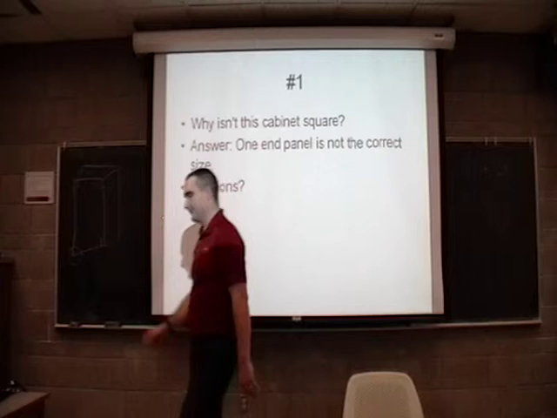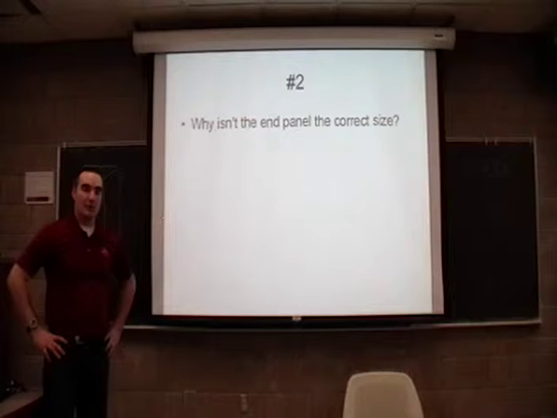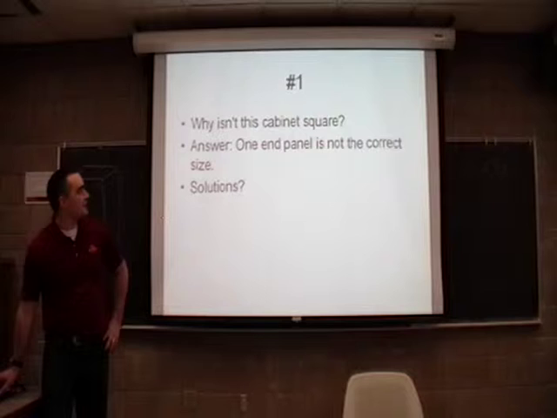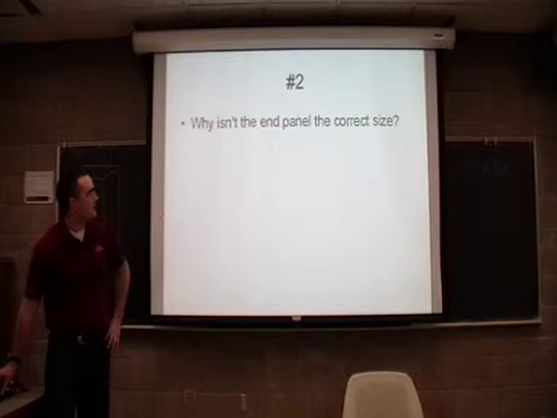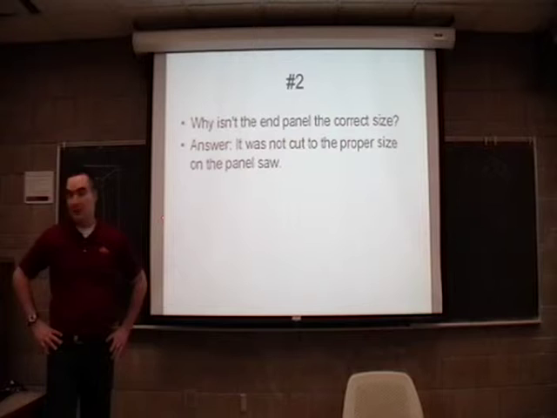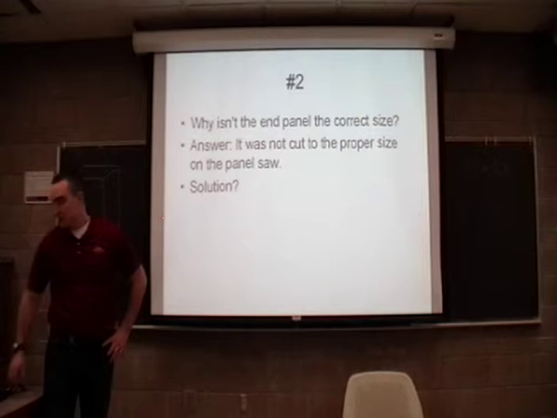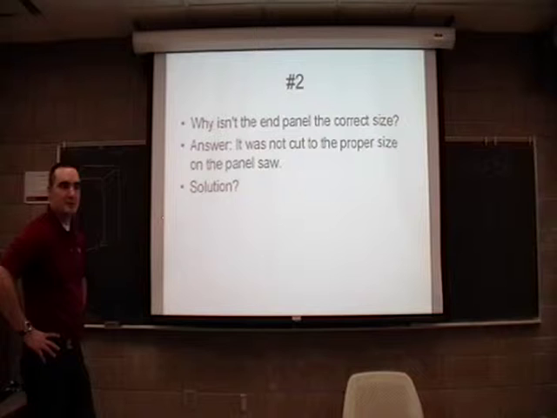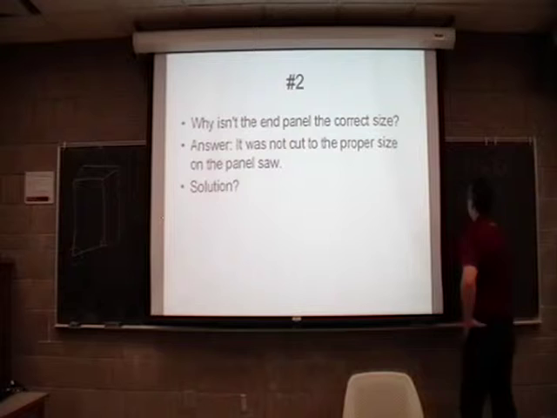All right, well, if we kept going along, the next question would be, why isn't the end panel the correct size? If you go back to the first thing, that was our answer to question one, the first why. So the second why: why isn't the end panel the correct size? His answer, it was not cut to the proper size on the panel saw. Okay, makes sense. So there would be possible solutions for this. Well, if it's not cut to the proper size, one possible solution is, well, maybe we just need to measure it more. So, our second solution: first we cut twice, now we're going to measure twice.